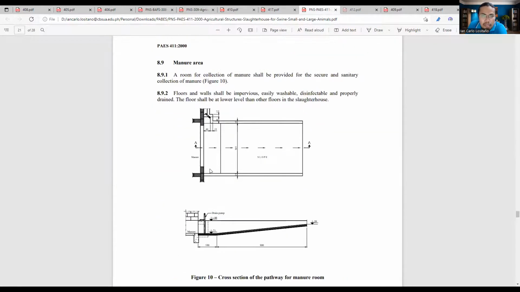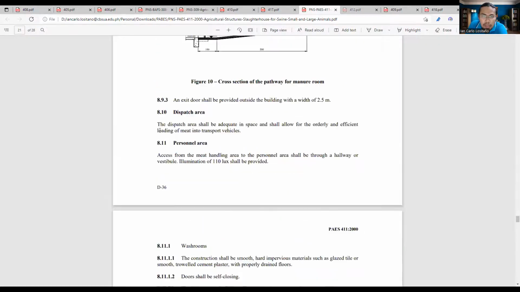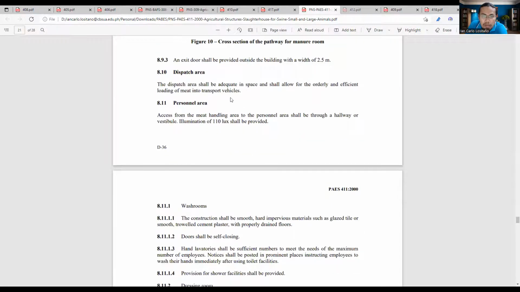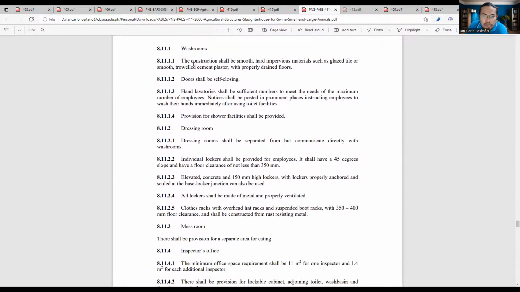Manure area, okay, a room for collection of manure because the animals continuously defecate inside the facility. They should be properly sloped and coved as well. Then also impervious, easily washable and disinfectable. Okay, dispatch area, to allow the dispatch of the meat into vehicles, where they are now going to be distributed to the market. Okay. And the personal area should be provided.